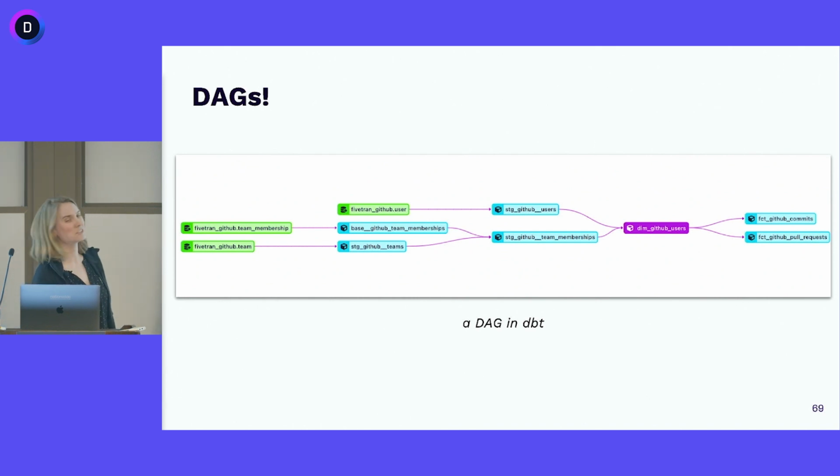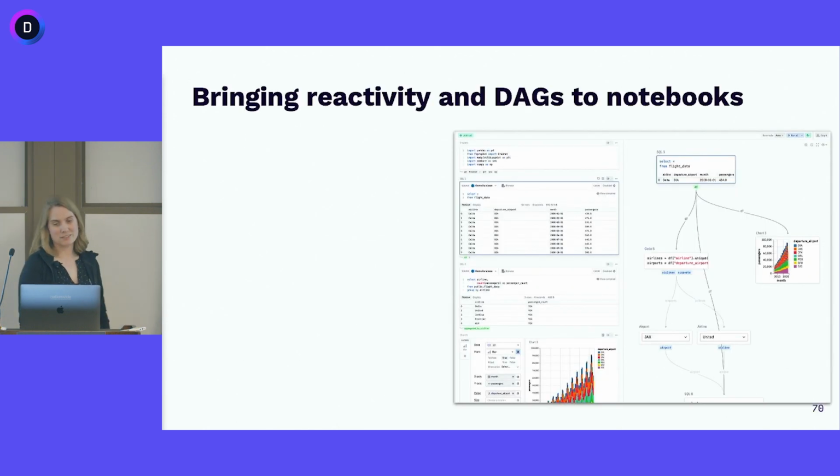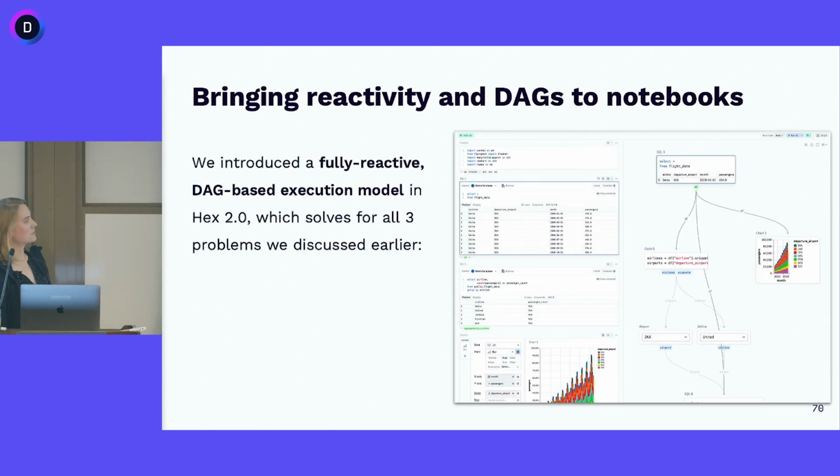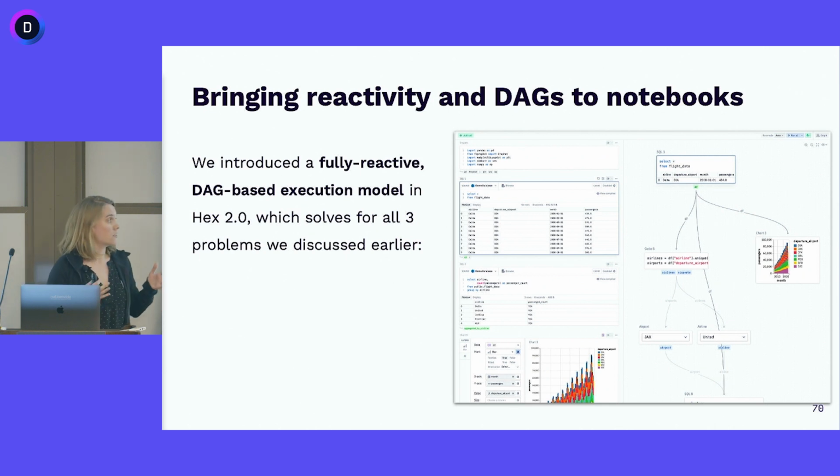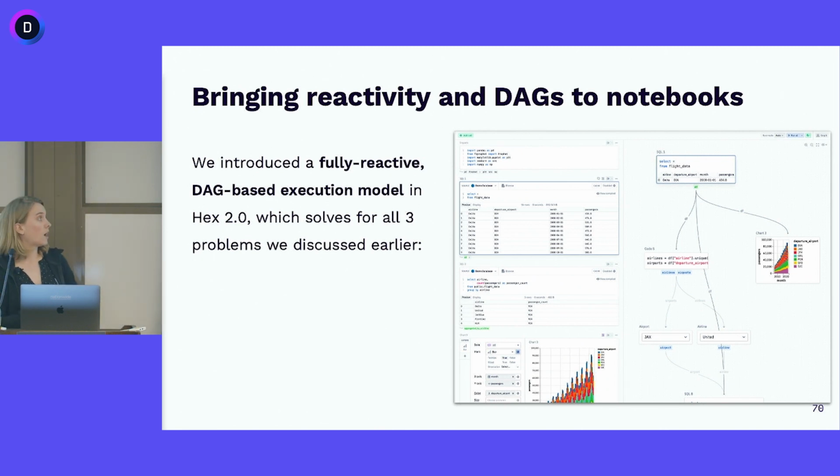Cool. It's a lot of intro, but at this point, you've probably guessed what we built, which is a fully DAG-based reactive execution model for notebooks. And what this means is that when you're editing the code in the notebook, we are live updating the dependency graph. We're generating it, we're live updating it on top of the traditional cell model. And then when you run a cell, we automatically look at all the cells up and downstream that need to be rerun, and we rerun those for you.